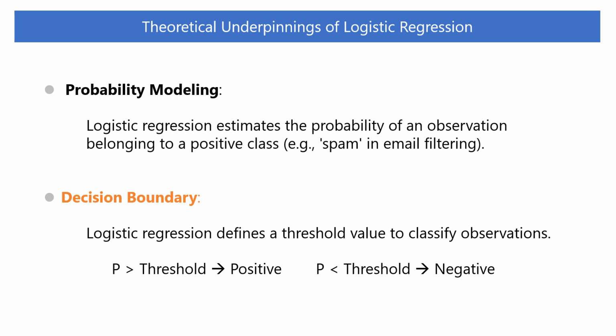The second underpinning is decision boundary. Logistic regression establishes a decision boundary. That is, a logistic regression model defines a threshold value to classify observations. If the predicted probability is above this threshold, the model classifies the observation as positive, and if below, it classifies it as negative.